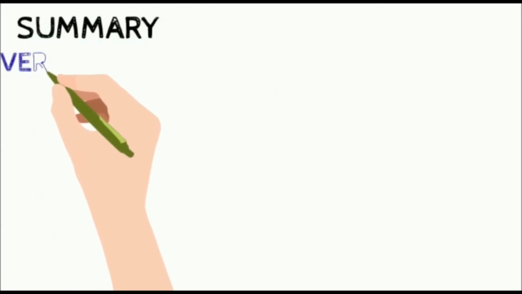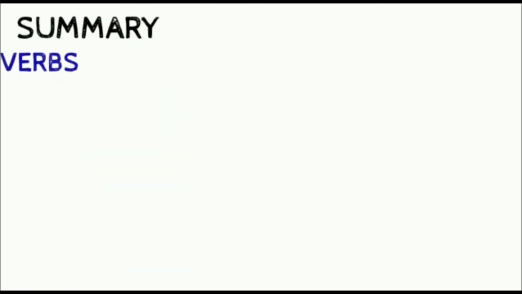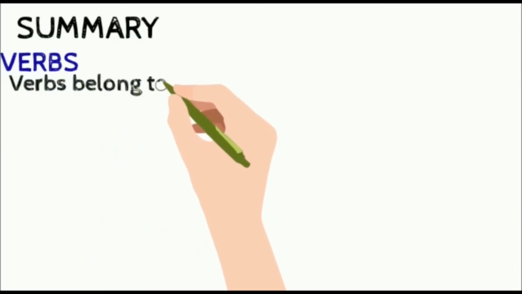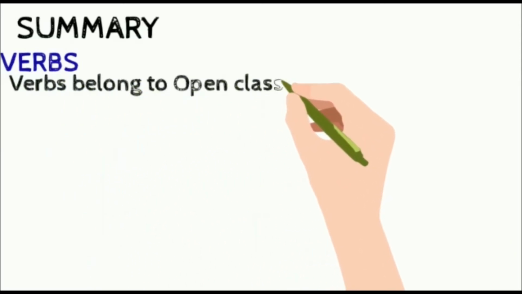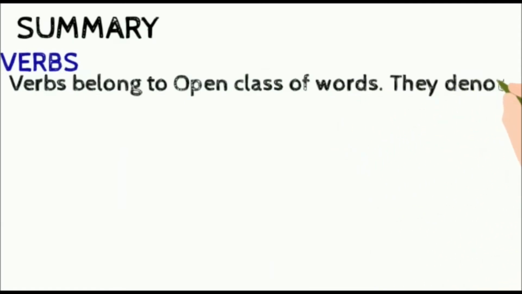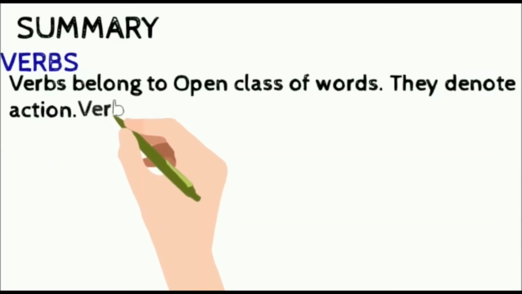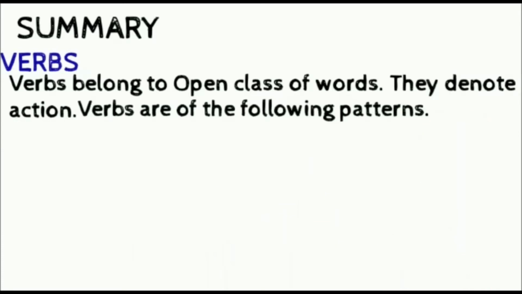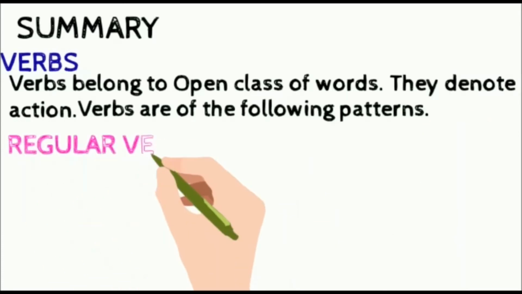We have reached the summary of verbs part 1. What are verbs? Verbs belong to open class of words, which means new verbs can be added during the course of time. They denote action. Now we'll be discussing the verb patterns. They are of the following patterns.